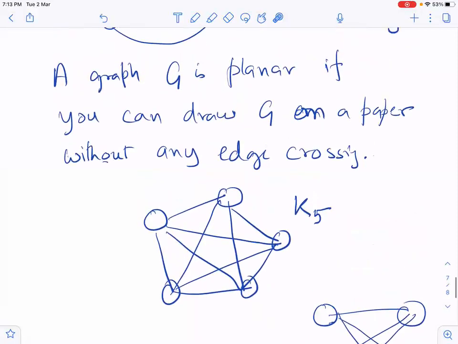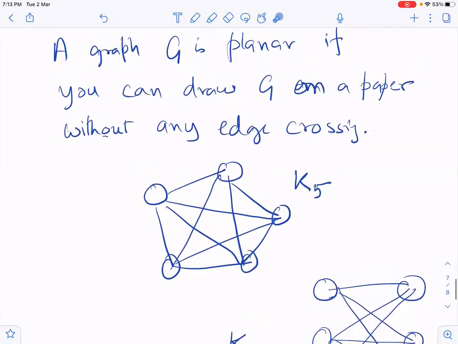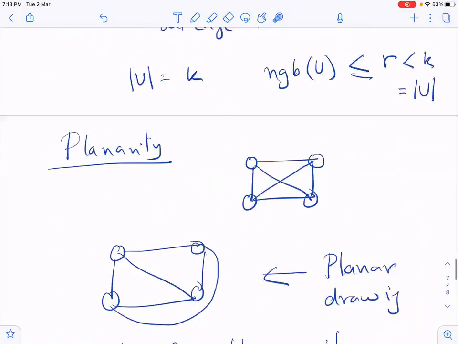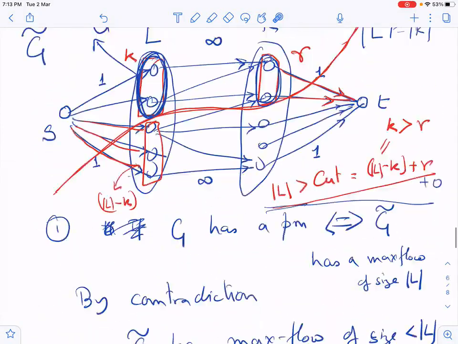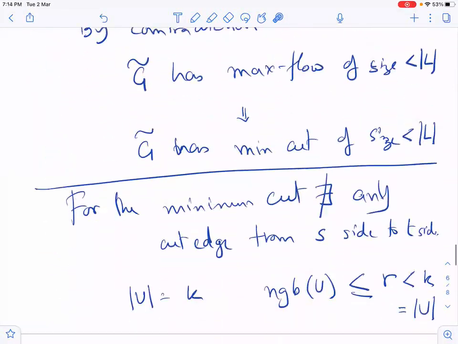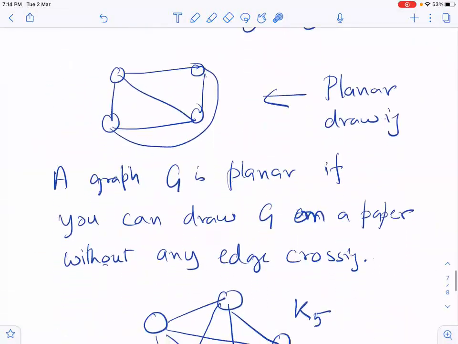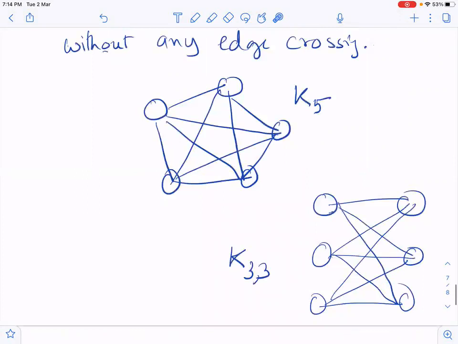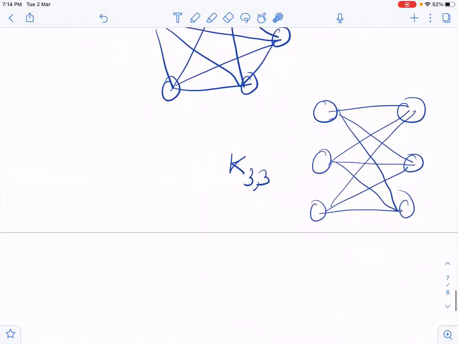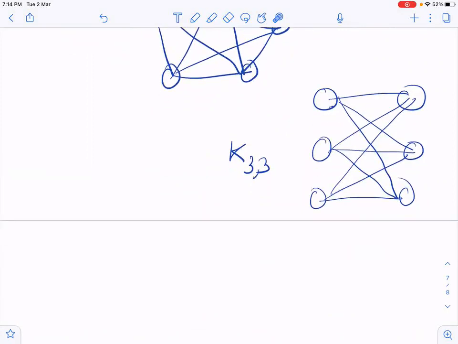I know that you guys had a long day, and I really don't want to push you too much today. I want you guys to go and understand this Max-Flow-Min-Cut theorem as much as you can, and think about this concept of planarity. Try to prove these two graphs are not planar. In the next class, we will try to see some properties of planar graphs.